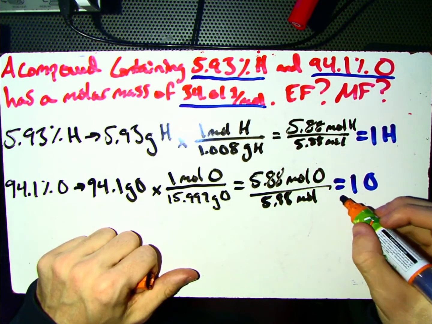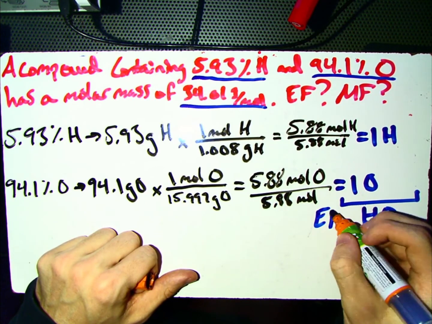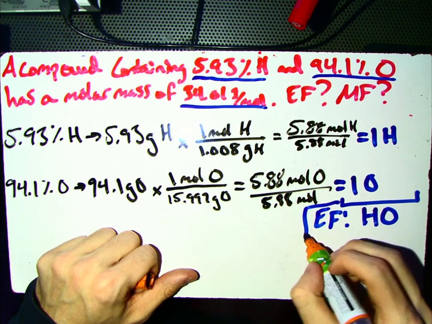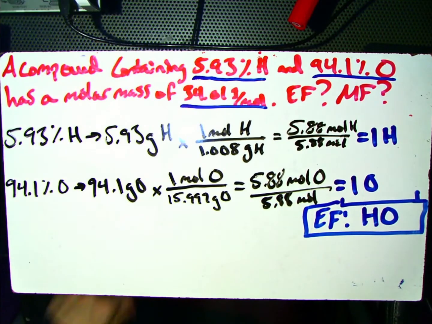And together, we get our empirical formula, which is just HO. Lovely. But we're not done, because now I also want to know what our molecular formula is. That's where this 34.01 grams per mole is going to come into play. Now, molecular formula is the exact number of atoms of each element in a compound. Cannot phrase that correctly, my bad.